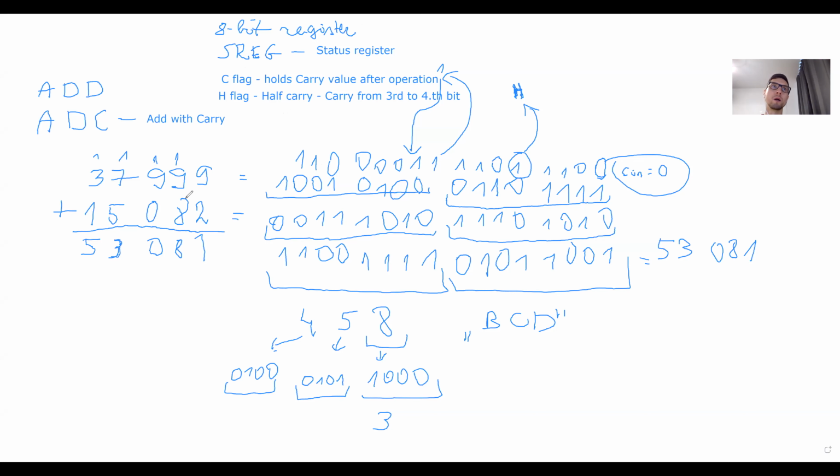Okay, so do you understand why we have add and add with carry instructions? Is it clear? You can write in chat or answer with your voice. Okay, seems like everybody understands more or less.